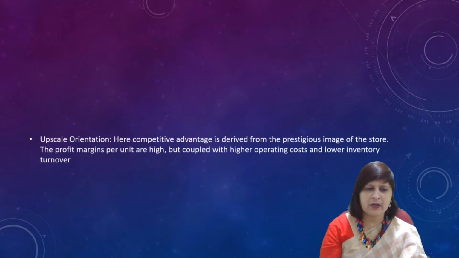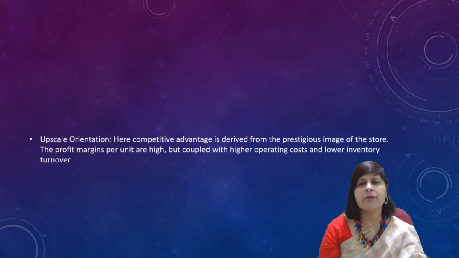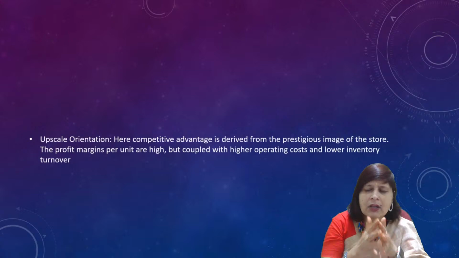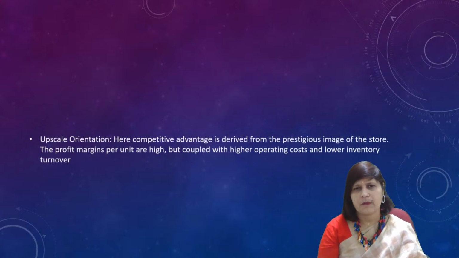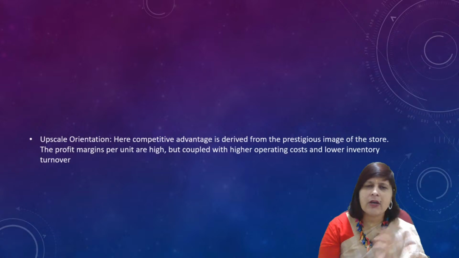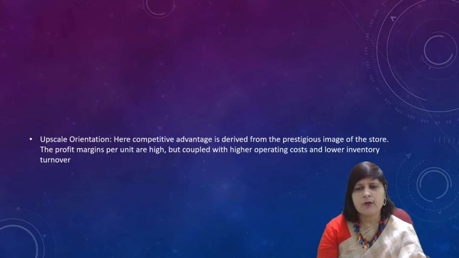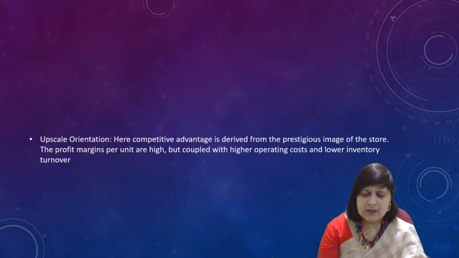That is market orientation. And upscale orientation is where competitive advantage is derived from the prestigious image of the store. The profit margin per unit is high, but coupled with higher operating cost and lower inventory turnover. So in upscale orientation, the profit margins depend on the image of the store, right? The profit margin per unit is high, and this is coupled with higher operating cost and low inventory turnover.